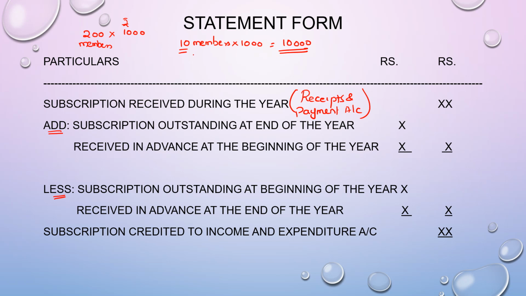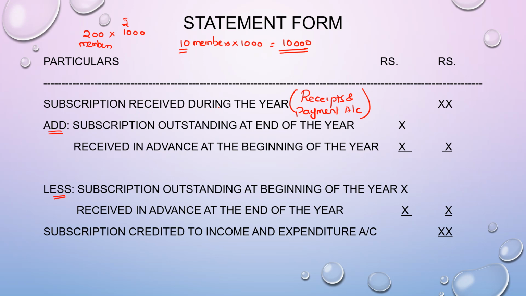Rest of the 190 members have paid the subscription and that has been received for current year, but the subscription related to only these 10 members, that is equivalent to 10,000, has not been received. But still, whether it is received or not, it is the income of the year. Entire 200 members paying 1,000, 2 lakh should be the subscription income of the year. But 10 members have not paid. But still not paid does not mean you do not include it. You have to include it because it is the income of the year. And therefore, that would be added to the receipt.